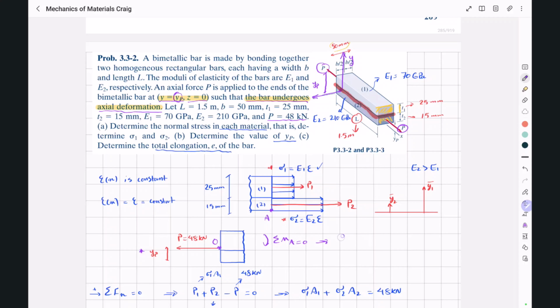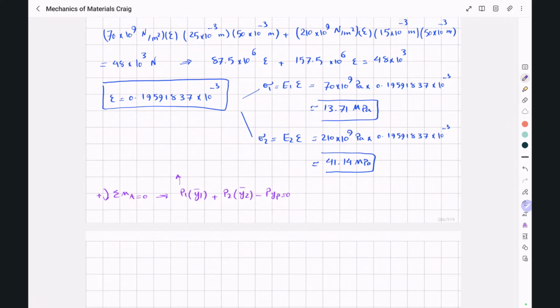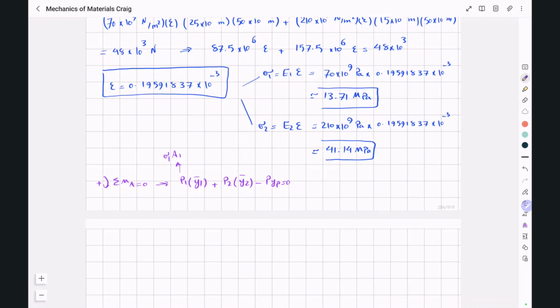So we will have sigma MA is equal to 0 in this direction. So P1 multiplied by this distance, which is y bar 1, plus P2 multiplied by this distance, which is y bar 2, minus P multiplied by this distance, or yp, is equal to 0. So I'm just going to copy this part. So this P1 is sigma 1 A1. This P2 is sigma 2 A2. This P is 48 kilonewton.